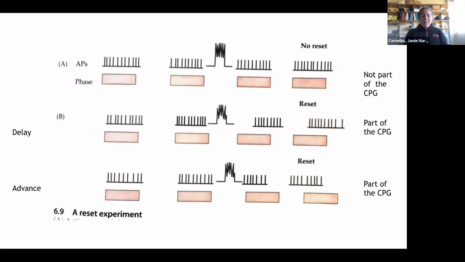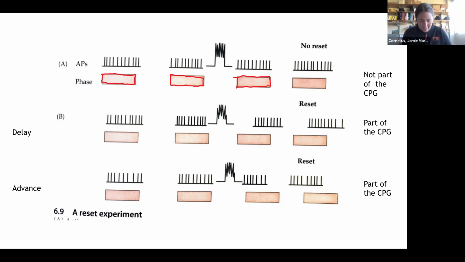So here's an example of a reset experiment. At the top here, in all of these figures, you're going to see these boxes underneath the trace, and those boxes are essentially telling you when the rhythm is expected. So you have activation, and then a pause, and then activation, and then a pause, and so that's the rhythm. The boxes are always going to show what you would expect if the rhythm continues, in other words, if the rhythm is normal.